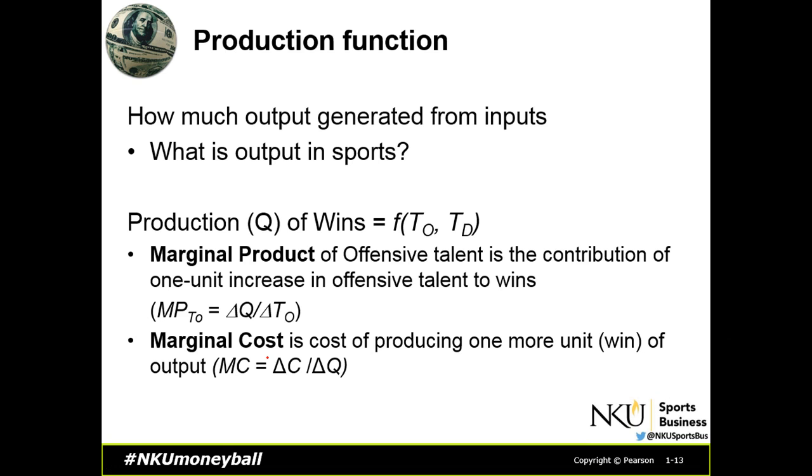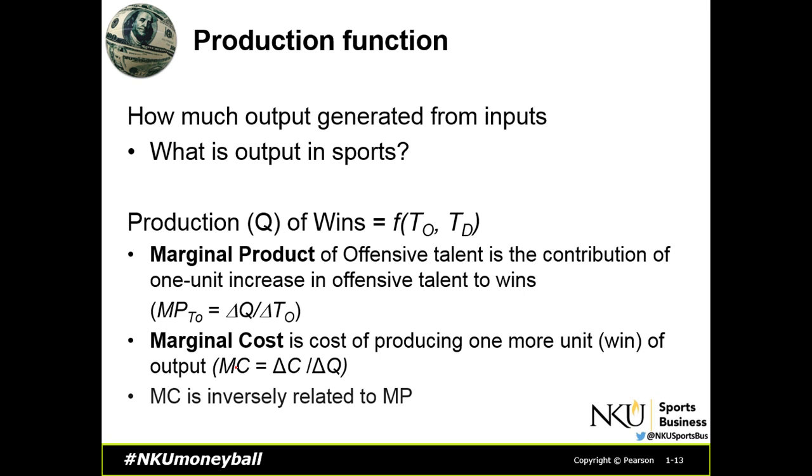Then if we look at marginal cost, what's the cost of producing one more unit? So in this case that would be wins. How much does it cost us to try and capture one more win? And we see that equation here, marginal cost equals your change in cost over your change in quantity of output. So if this change in quantity of output is 1, if we're trying to get one more win, that would mean the denominator in this equation is 1. And then whatever our change in cost is to achieve that one more win would be our marginal cost.